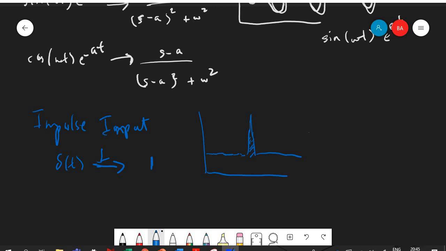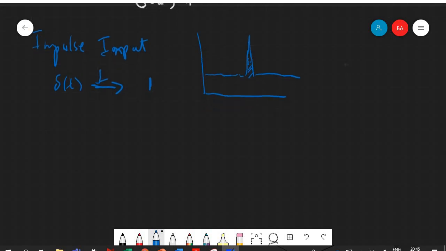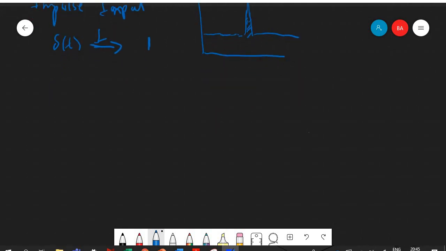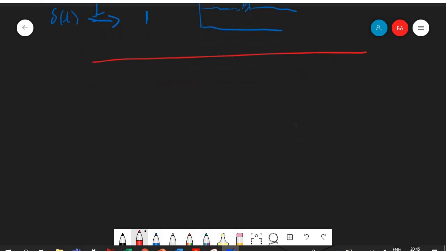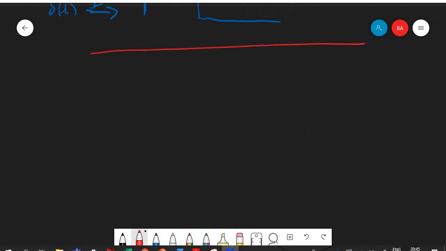So what do we have? We have shown so far the most important terms that you need to know the Laplace and the Laplace inverse for. Okay, finally for this lecture, there is one more thing that we need to be considering.